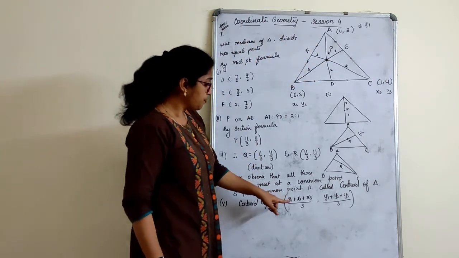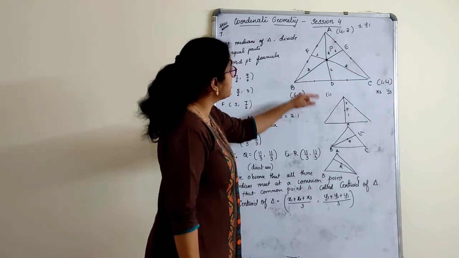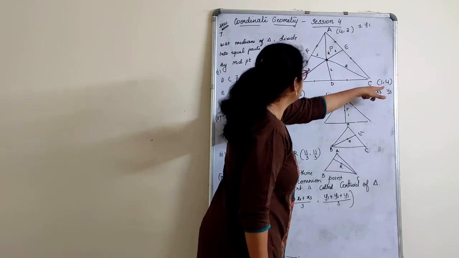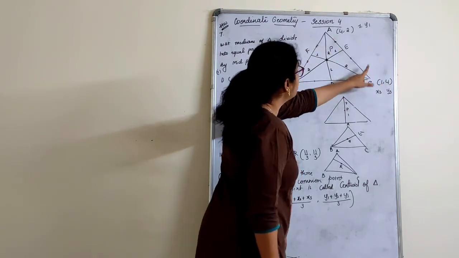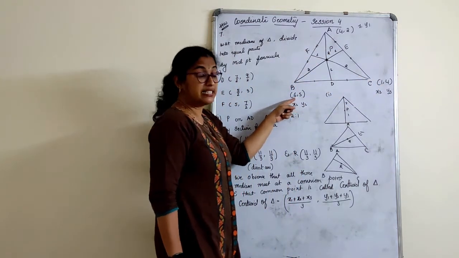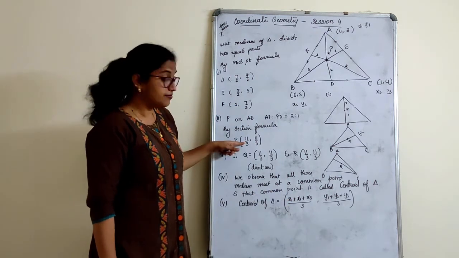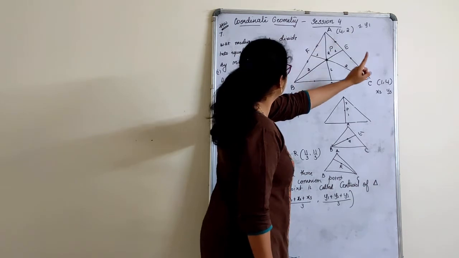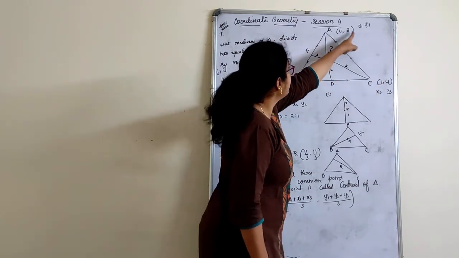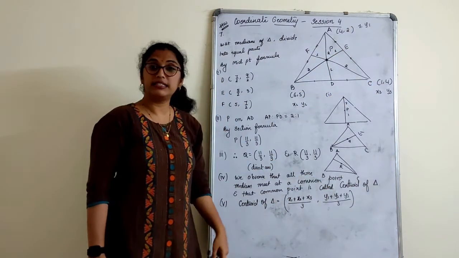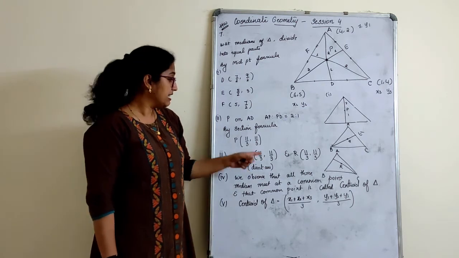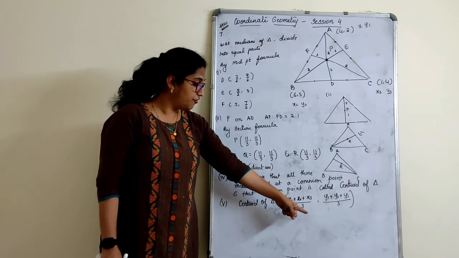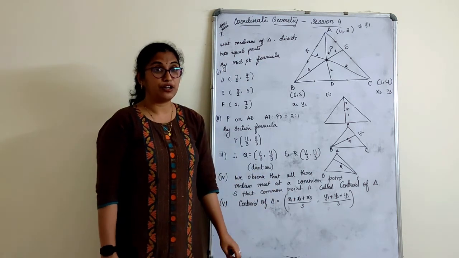Let us verify. x1 plus x2 plus x3. 4 plus 1, 5. 5 plus 6 is 11. 11 by 3. Right? Check with the other way. 5, 6, 7, 8, 9, 10, 11. 11 by 3. Did we get the answer? Yes. That means this point B answer we got directly. That's the formula to calculate the centroid of a triangle.